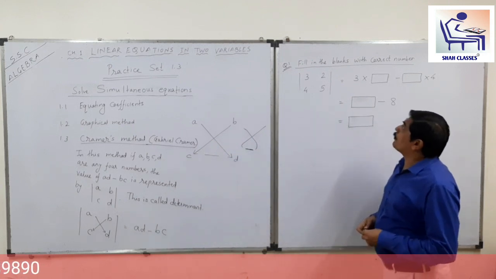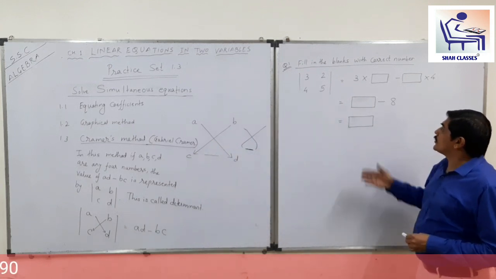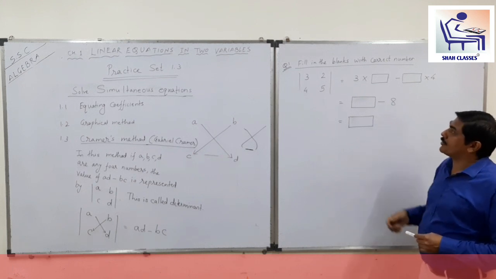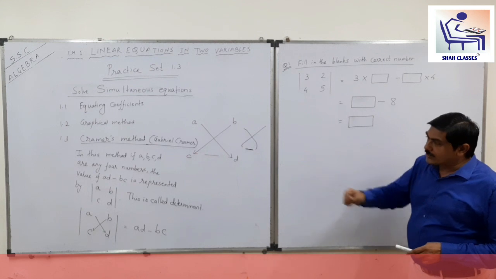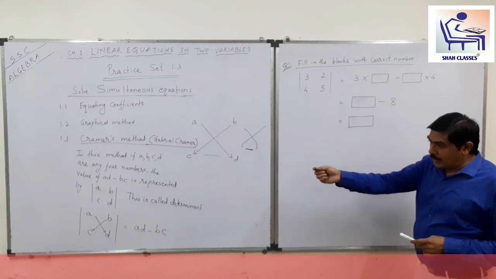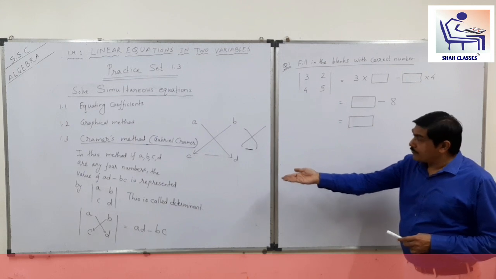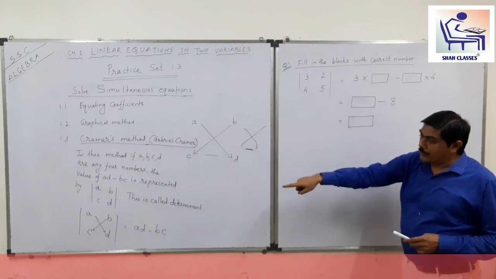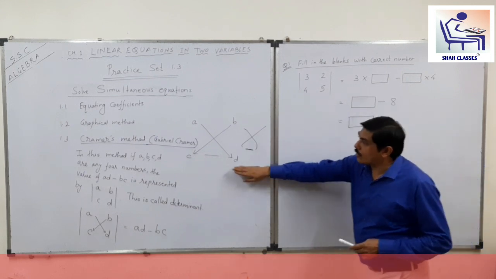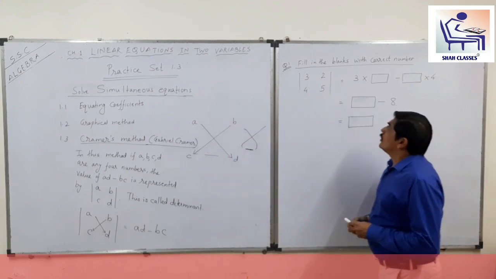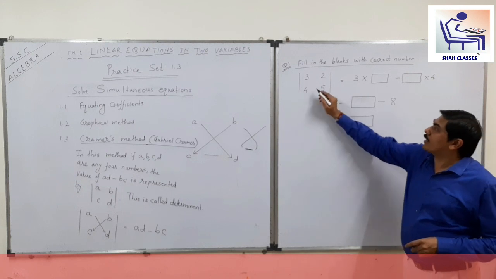So the question number 1, you can see here, this is your activity based question. Fill in the blanks with the correct number. As we have noticed, A, B, C, D are written in a determinant form. So here also, what we are going to do is the cross. So A into D minus B into C. Here also we have to do the same thing.